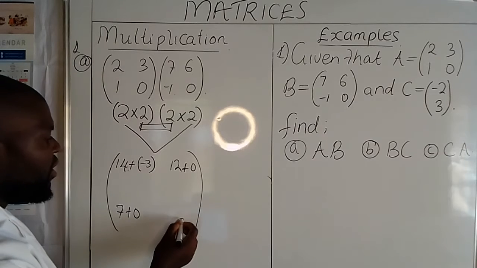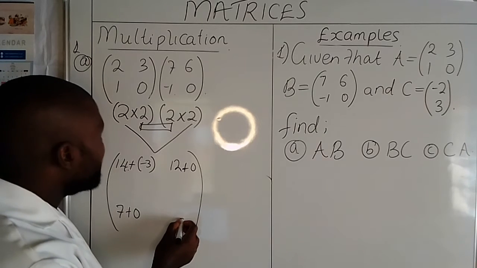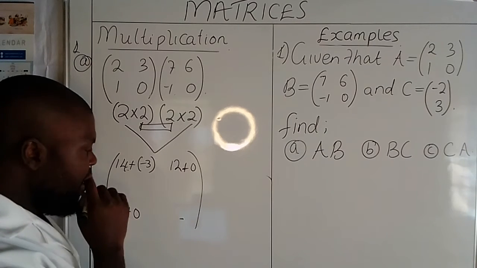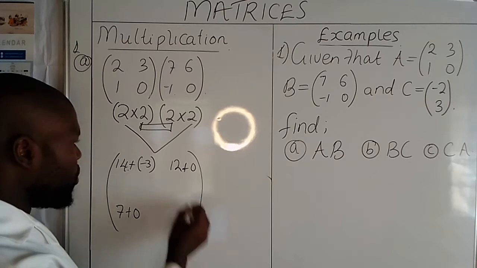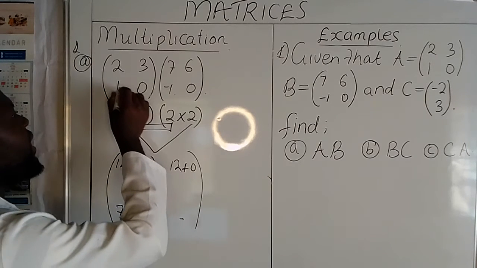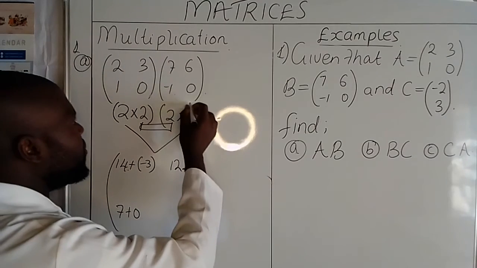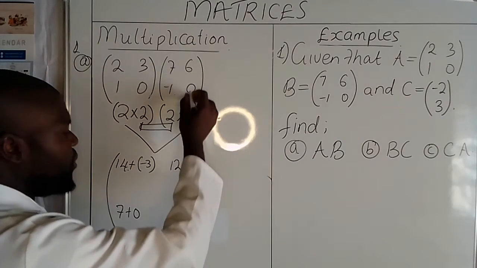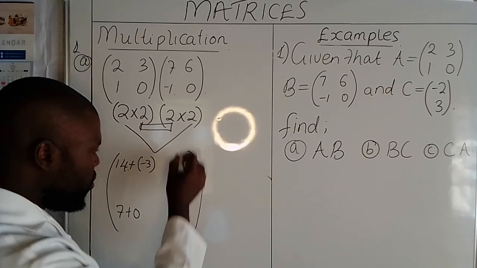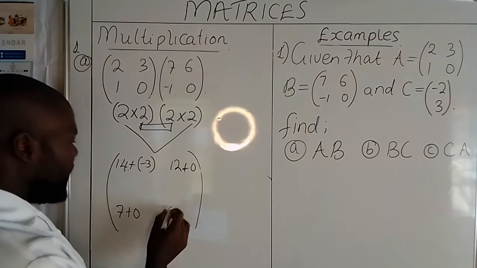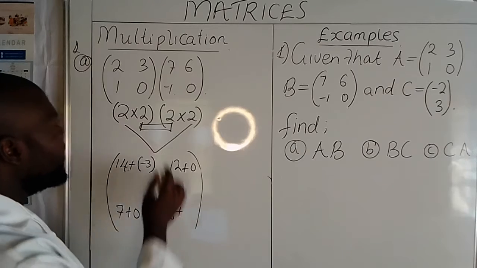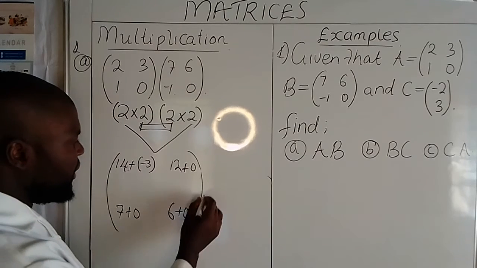Getting the element at this position, which is row 2, column 2, we shall multiply row 2 by column 2, because this position is row 2, column 2. So we shall say 1 by 6 is 6, plus 0 by 0 is actually 0.